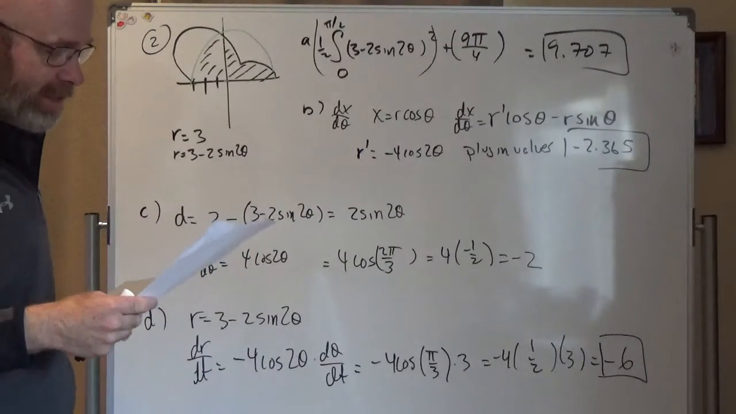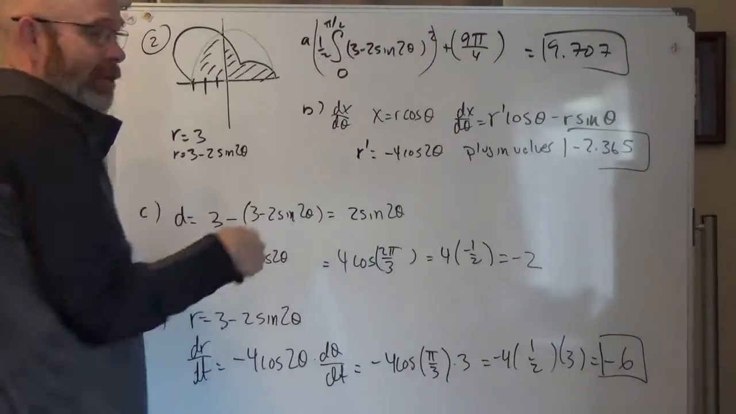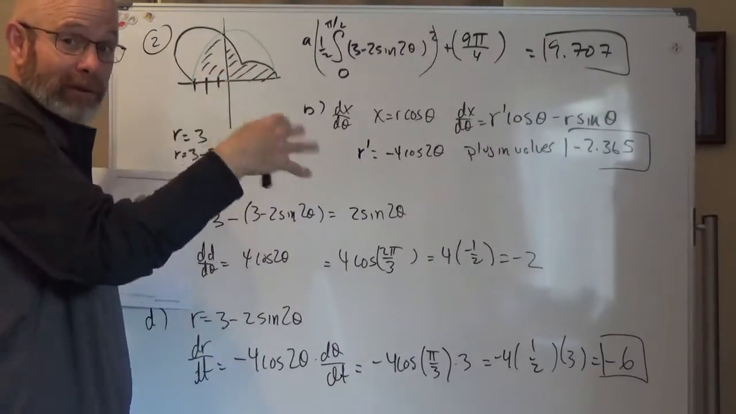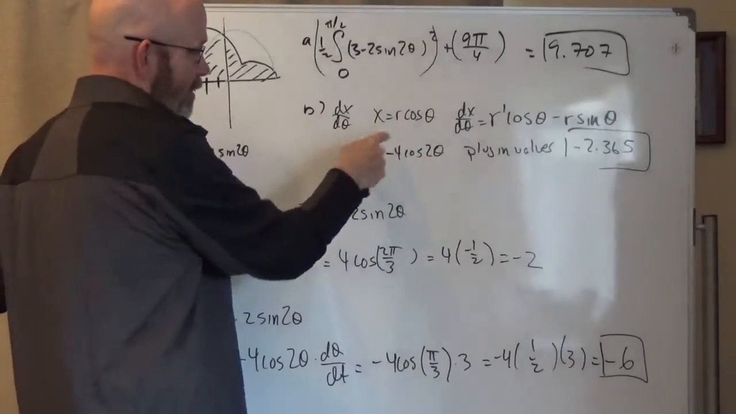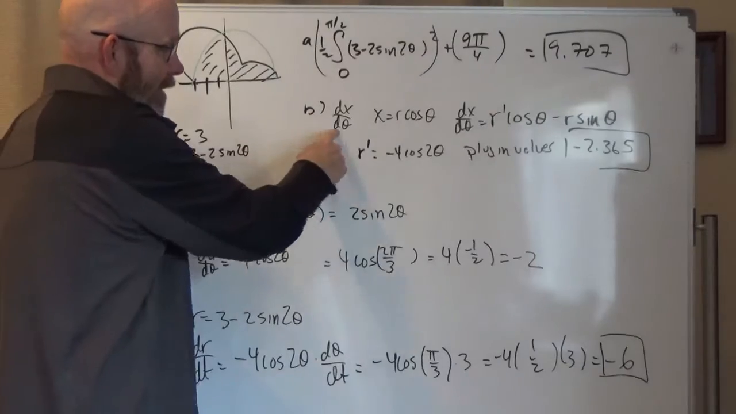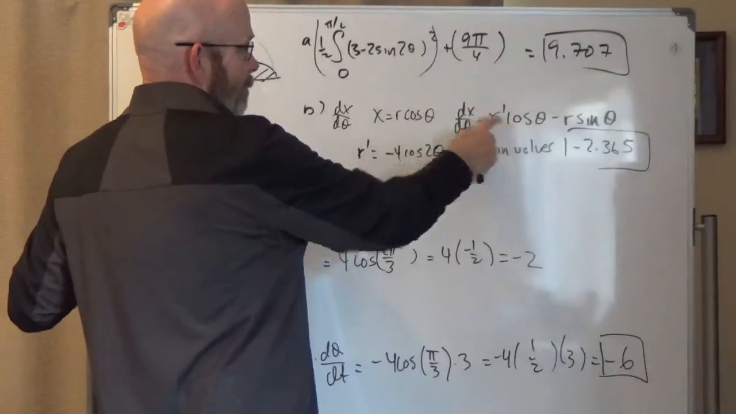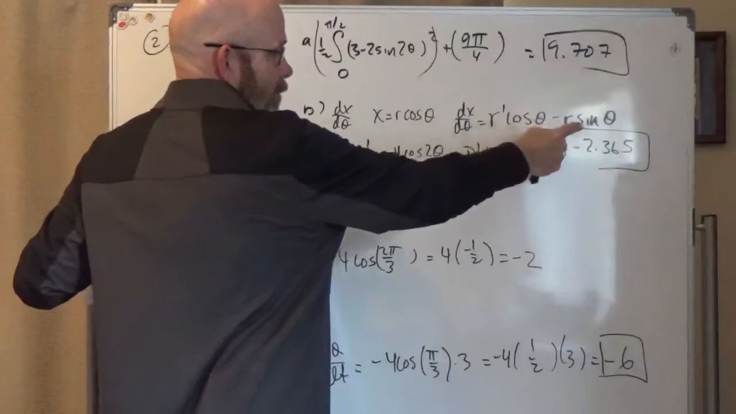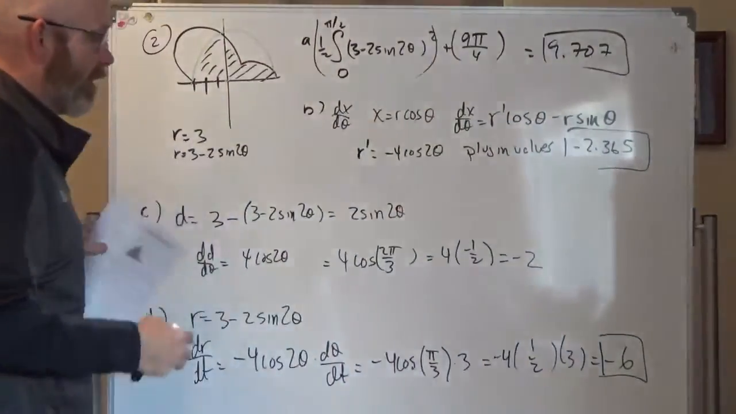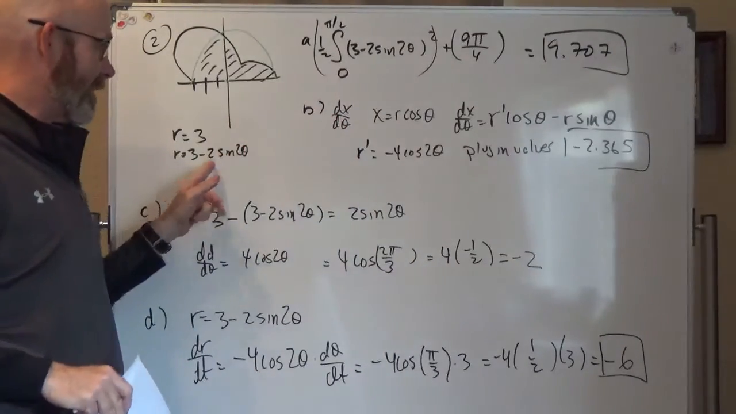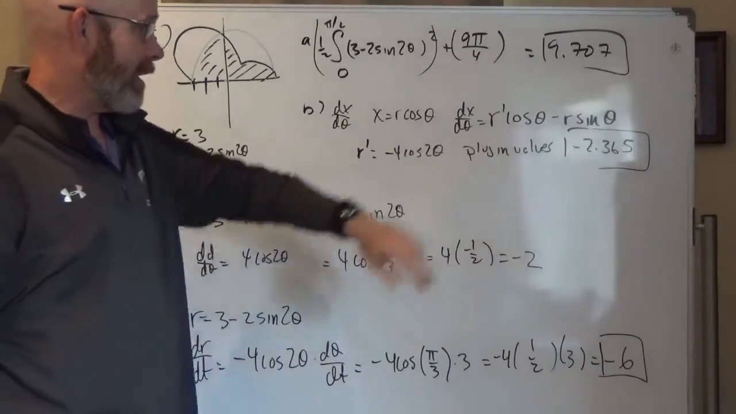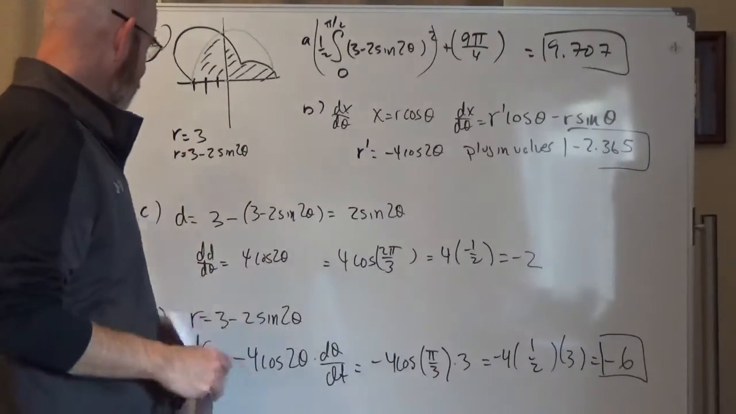Second part says find dx d theta. So remember when we do slope, dy dx, it's dy d theta over dx d theta, and you've got that little formula, so same thing goes here. X is r cosine theta. So dx d theta is r prime cosine theta, derivative of the first times the second, plus the derivative of the second, which is actually negative sine theta, times the first, which is r. R prime is just the derivative of this thing, which is negative 4 cosine 2 theta. The rest is me just plugging in values, and I got negative 2.365.